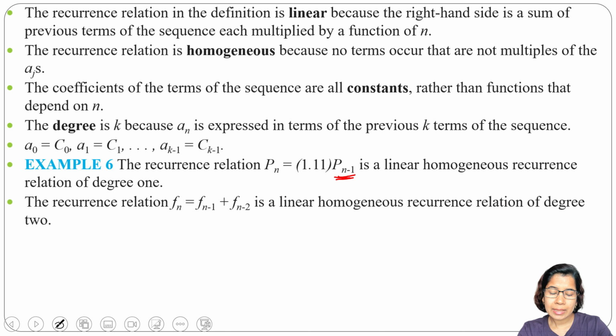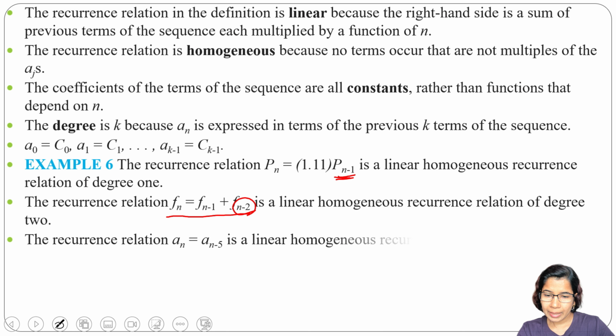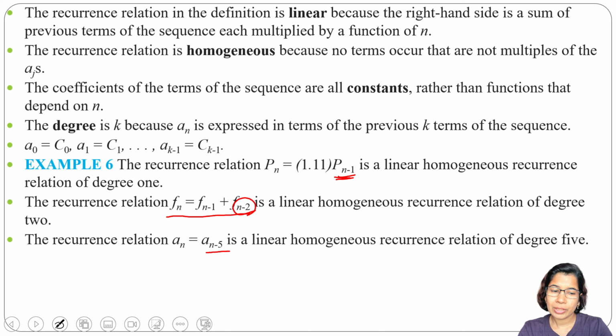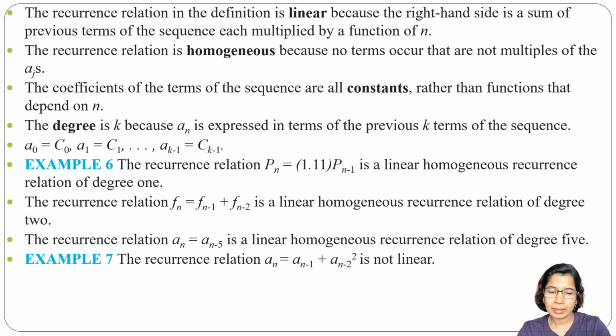Now the Fibonacci sequence, this is a linear homogeneous recurrence relation of degree 2. Here n minus 2, that's why the degree is 2. Next, a_n equals a_{n-5}. This is a linear homogeneous recurrence relation of degree 5. Next, example 7, the recurrence relation a_n equals a_{n-1} plus a_{n-2} squared. Here there is a square, that's why this is not linear. All terms are not sums of previous terms.